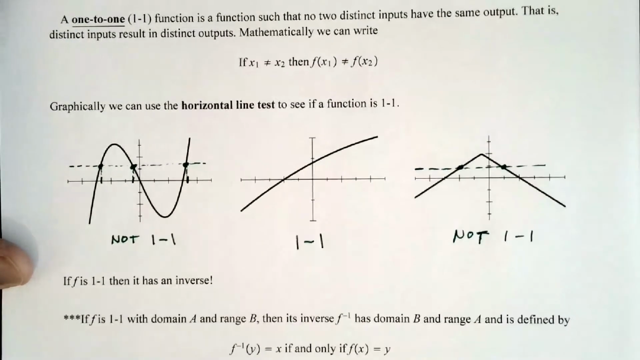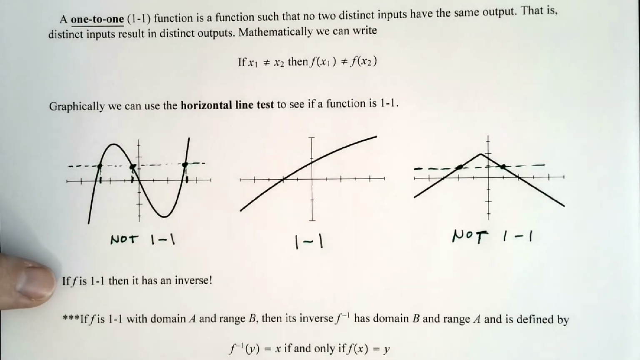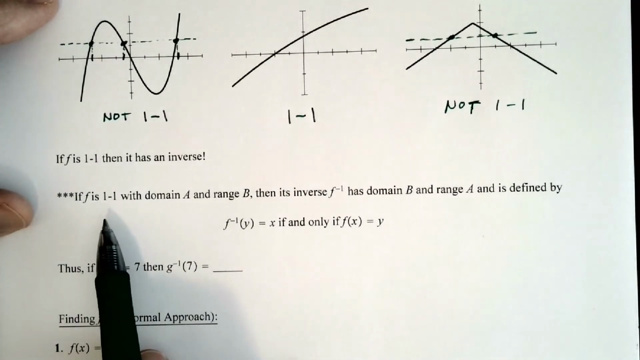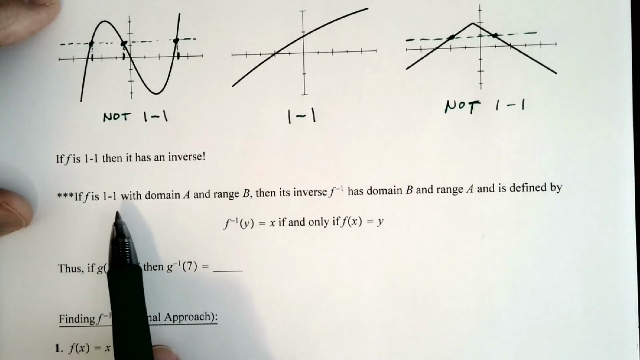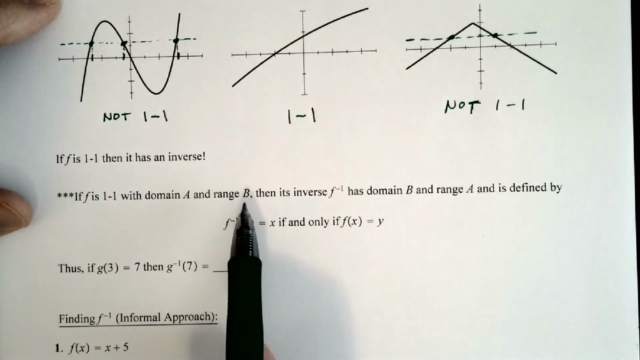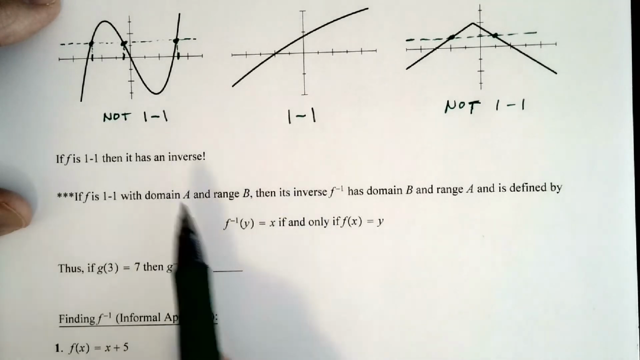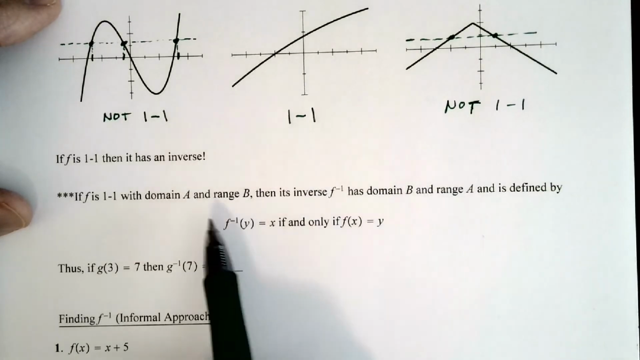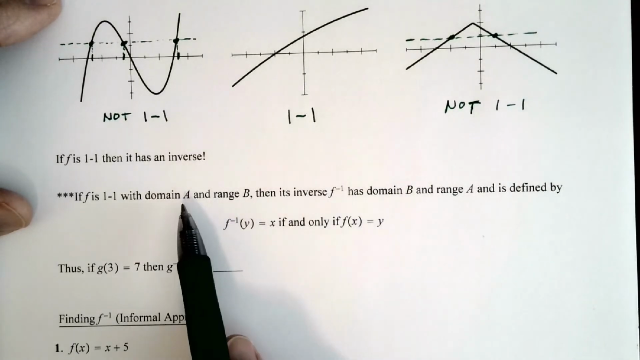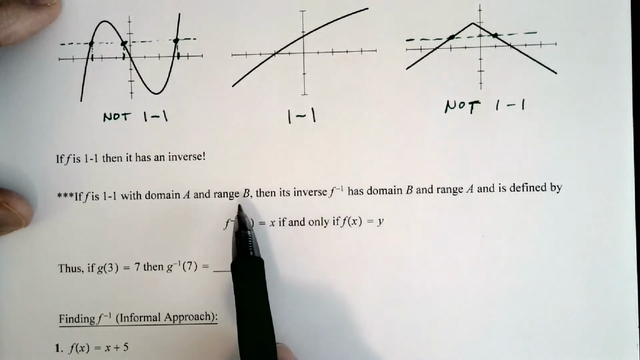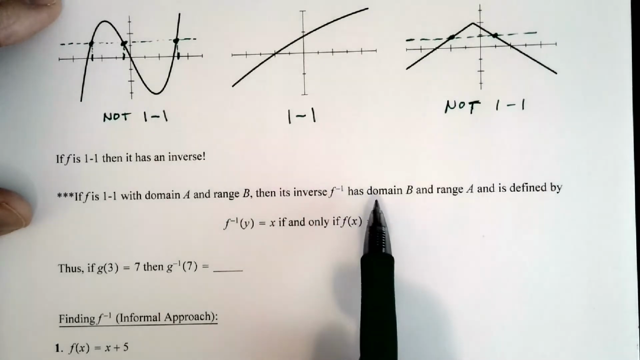So why is one-to-one good? Well, if a function is one-to-one, then it has an inverse. And so, real important here, we can say this statement. If a function is one-to-one, and a little bit more exact, if the function f has a domain of A and a range of B, then its inverse, which we said is going to exist, f inverse, has a domain of B and a range of A. Notice they swap, so the domain of the function is the range of the inverse, and the range of the function is the domain of the inverse.